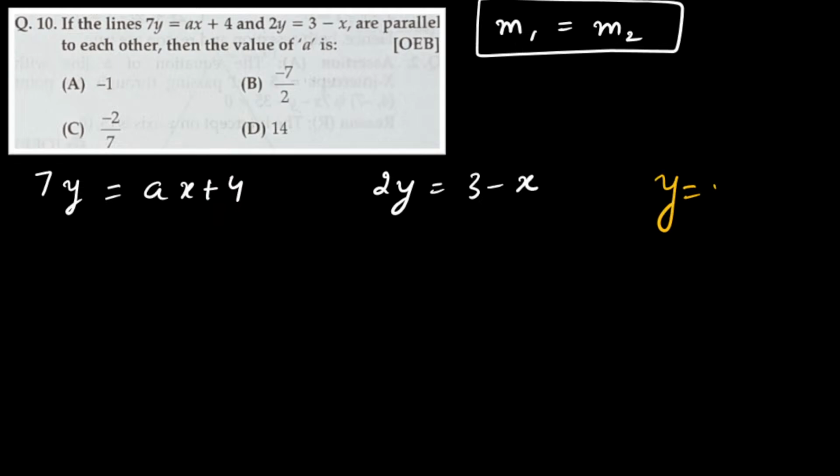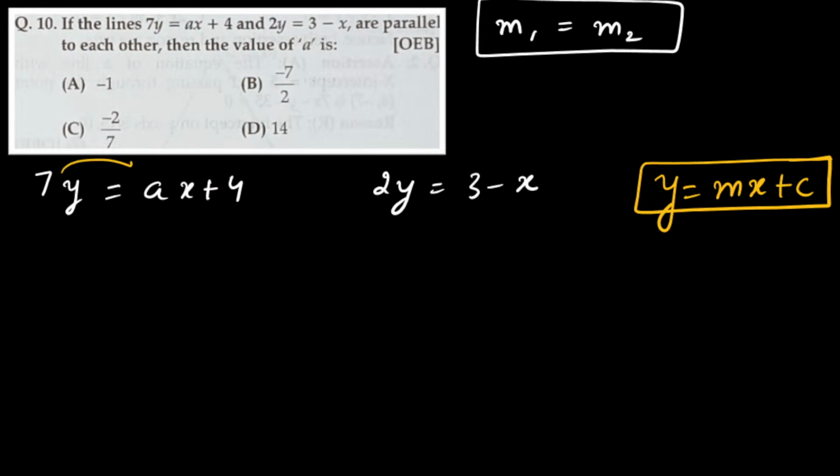So if the slope of the first line is m1 and the slope of the second line is m2, then m1 will be equal to m2, because the lines are parallel, therefore the slopes are equal. How to find the slope? We can find the slope by converting the given line into slope intercept form. So y is equal to mx plus c. This is slope intercept form. We'll convert the given equations into this form and find the slope.